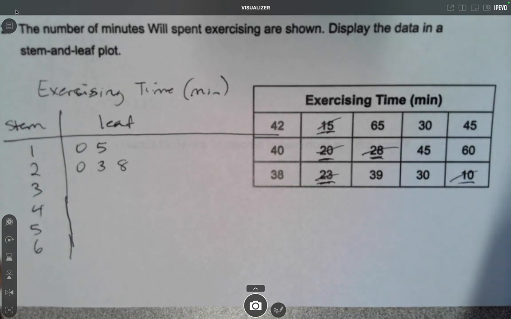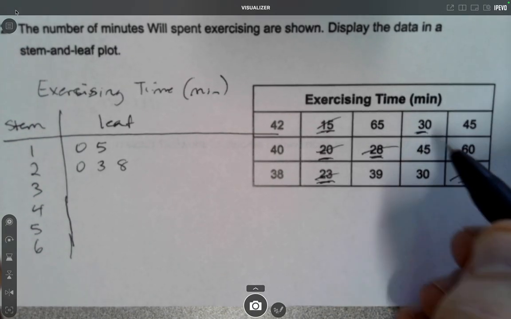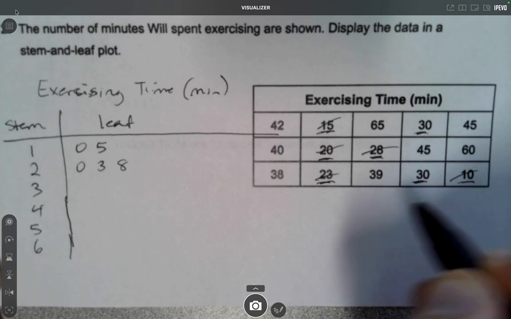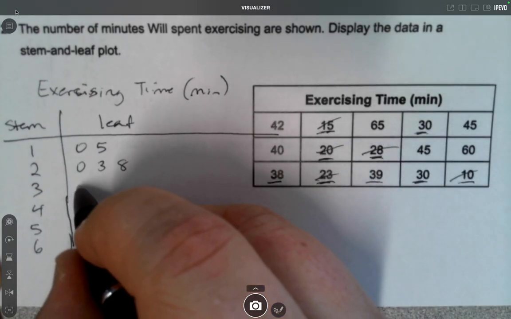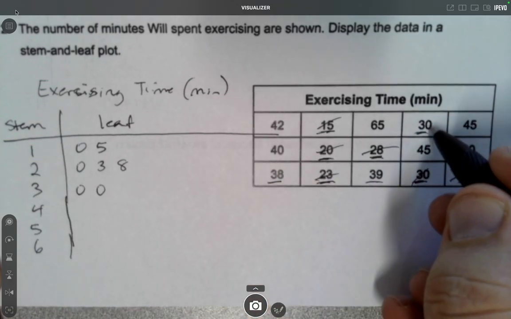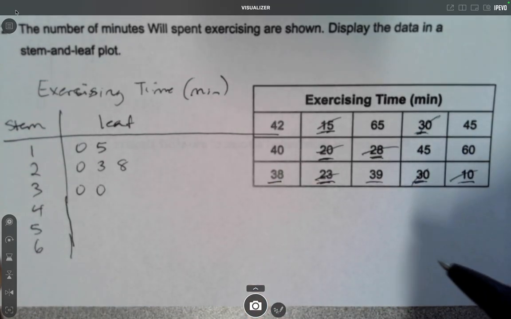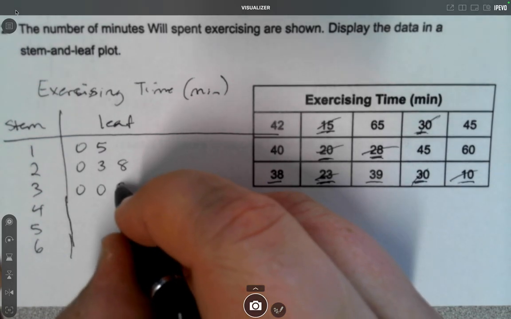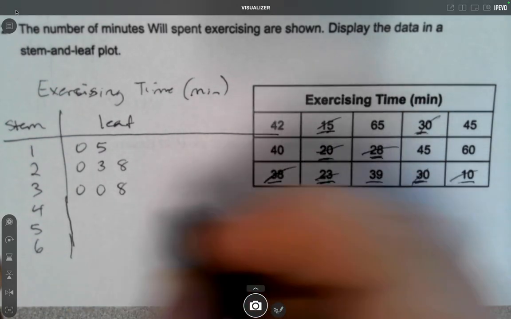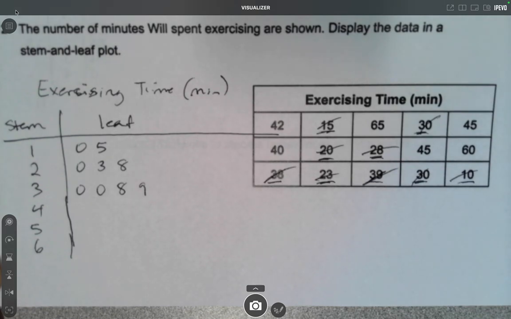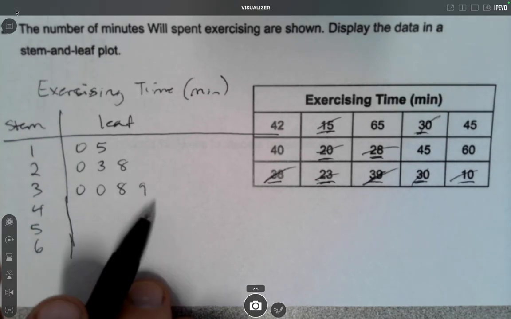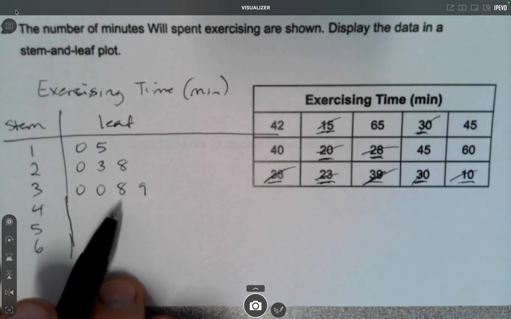So next up we have the 30s. I see 30 minutes, another 30 minutes, 38 and 39. So 2 zeros for the 30 minutes, an 8 for the 38, and a 9 for the 39. So far his most frequent length of time is in the 30 to 40 minute range, or 30 to 39 minute range.